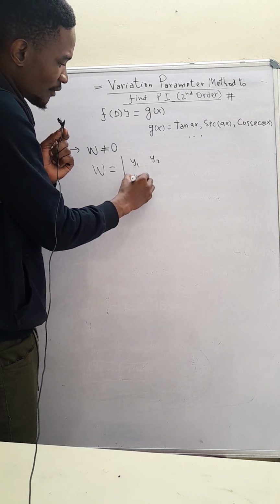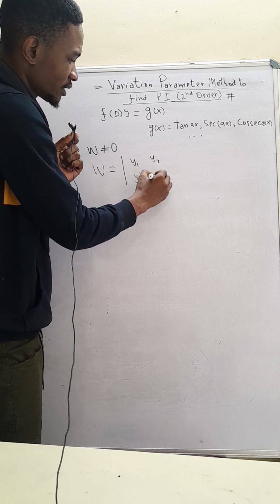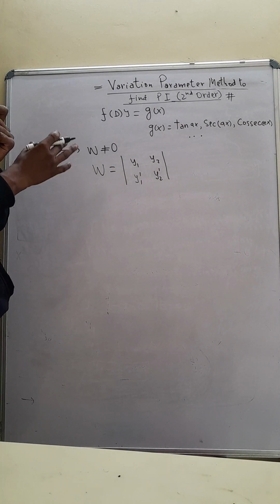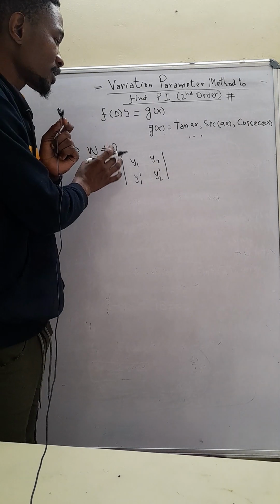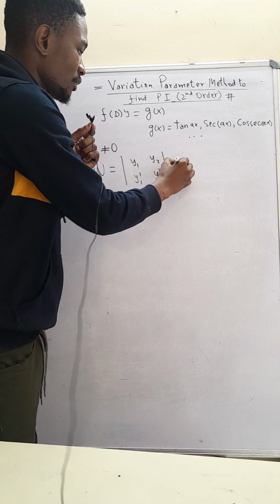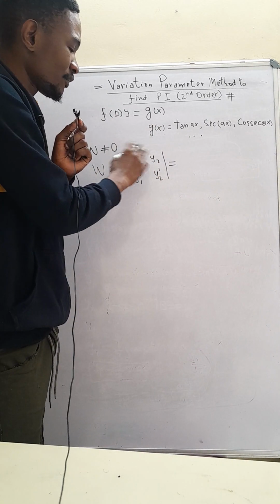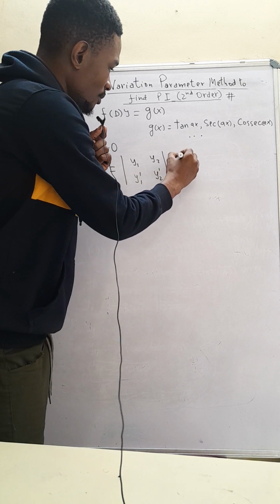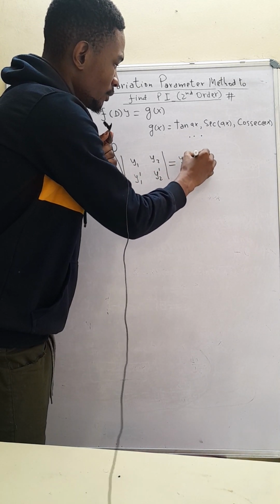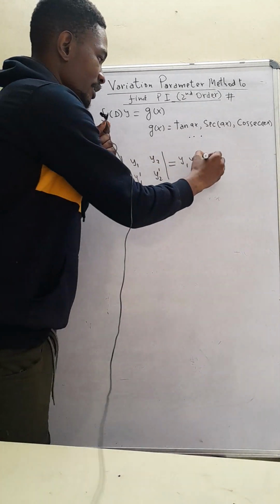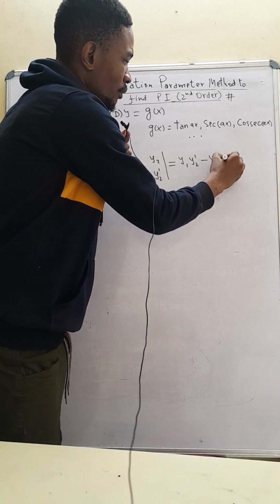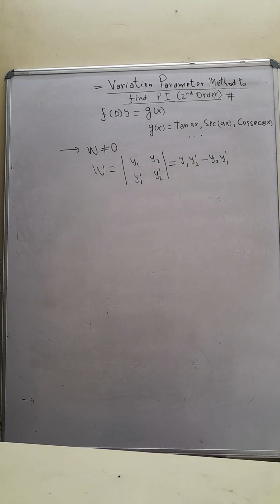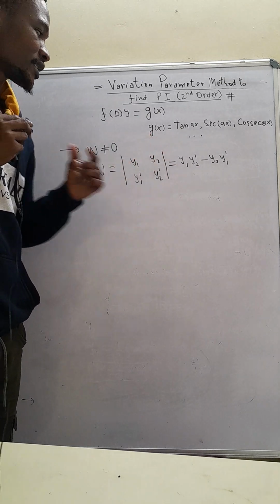And here I will put y1, y1 dash, y2, y2 dash equal to this. This is the most important condition here: the Wronskian must be different from 0. So when you apply the determinant for this, it will be y1 y2 dash minus y2 y1 dash. This Wronskian must be different from 0. This is the first thing.